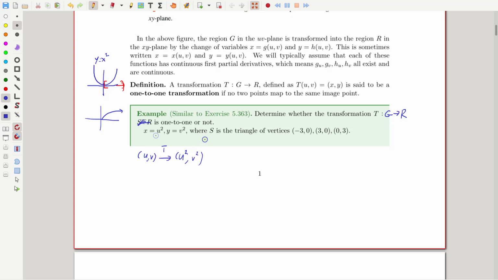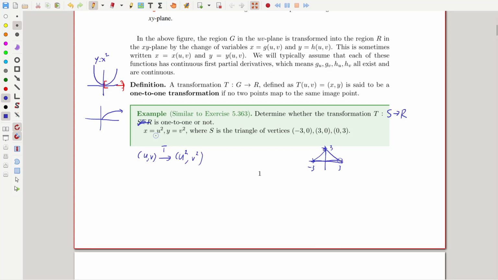And we're asked to determine whether this transformation is 1-to-1 on this set S, where, okay, since I'm using S, let me change this to S, mapping from S to R. So S is this triangle given by these vertices. So instinctively, what I would do is I would start actually by drawing what this looks like. Minus 3, comma 0, 3, comma 0, and 0, comma 3. Okay, so it ends up being this triangle.